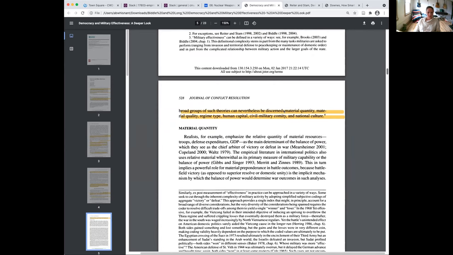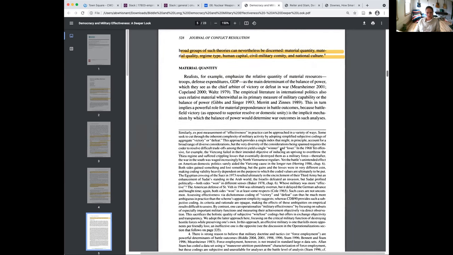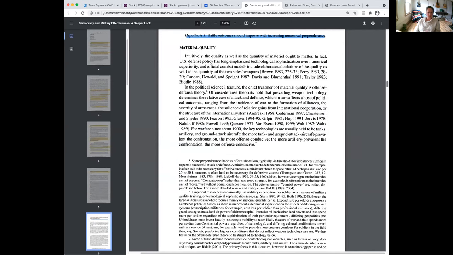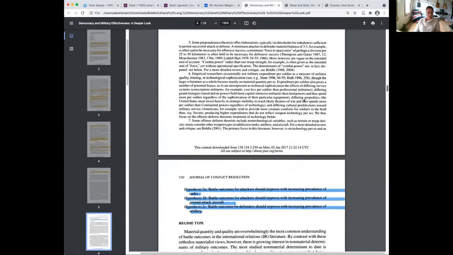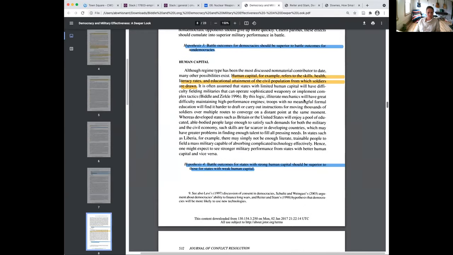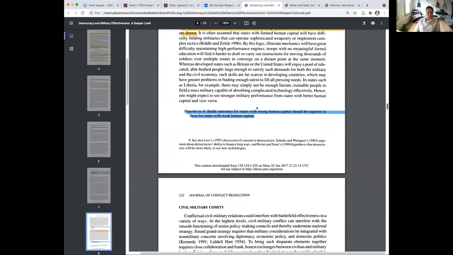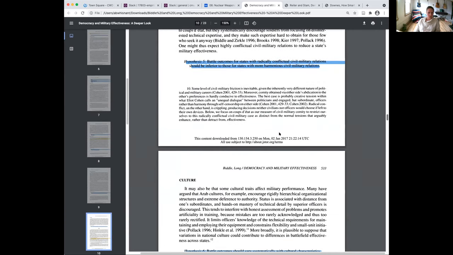So they choose six variables here: material quantity, how many tanks and guns you have; material quality, how good those tanks and guns are; the regime type itself, so whether or not it's democratic; and then those other three variables that they're adding in as new to this set of literature. And they identify a hypothesis for each one of those variables. As the example of material quantity, battle outcome should improve with more weapons. The other ones are kind of similar in that way. So human capital, again, skills, health, literacy rates: battle outcome should improve when you have more educated, healthier citizens. I won't go into detail on the others.